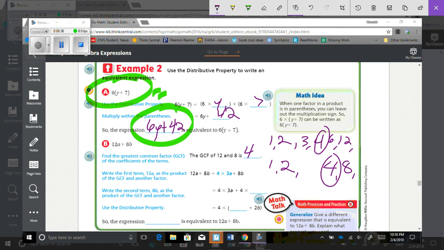Again, we write the first term as the product of the greatest common factor and another factor. Then next we're going to write the second term, 8b, as the product of the greatest common factor and another factor, which is going to be 4 times 2b. Now we're going to use the distributive property. Since we're taking both of those and multiplying by 4, we can pull that out in the front. So we have 4 times (3a plus 2b). So the expression is equivalent to 4 times (3a plus 2b).